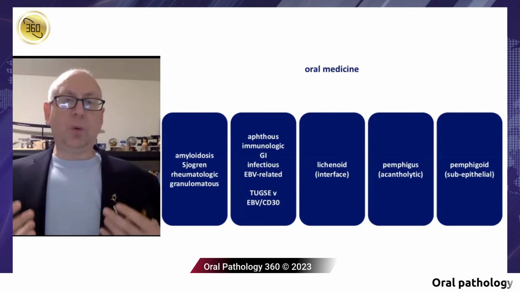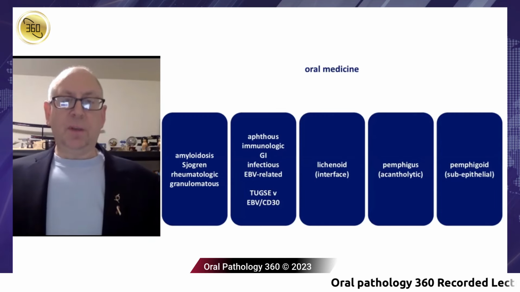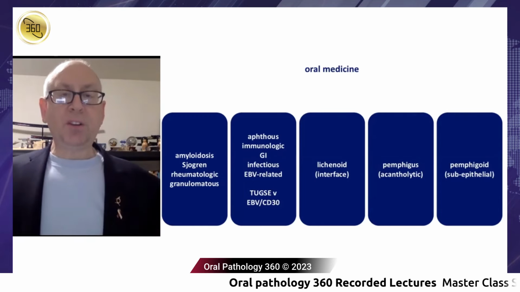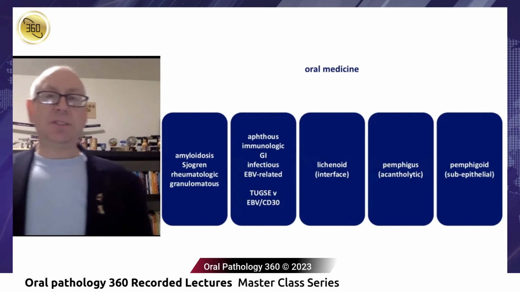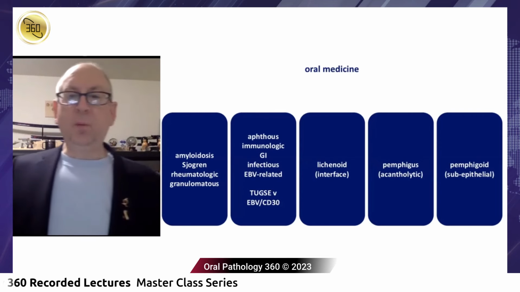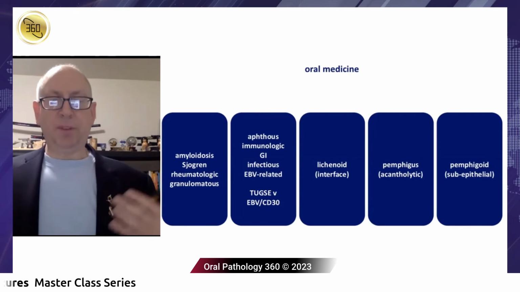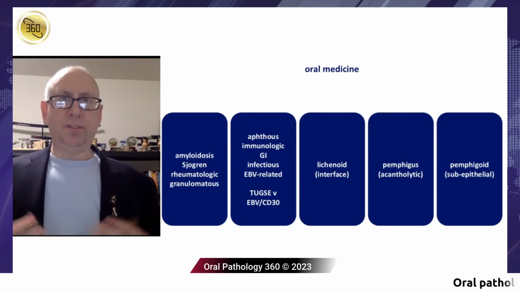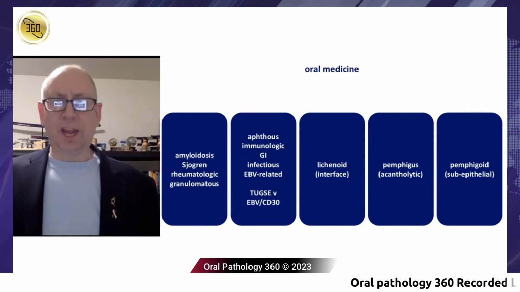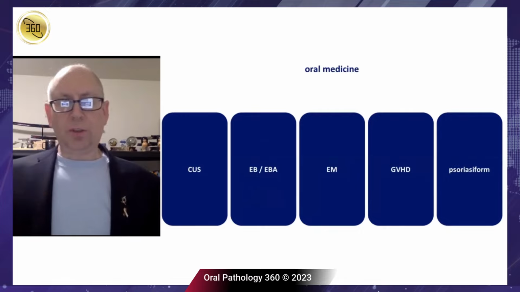So when we're looking at oral ulcerative diseases, are they simply traumatic or aphthous ulcers, or are they indications of something systemic? Then we have the whole lichen planus, pemphigus, pemphigoid subculture of dermatologic diseases in the oral cavity. So we start with those.